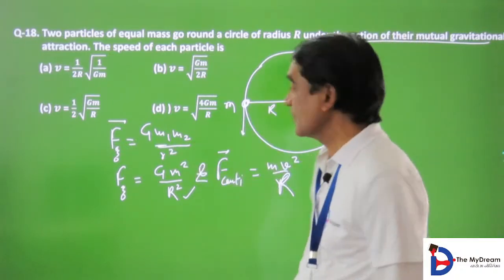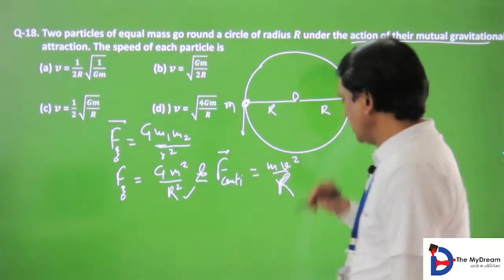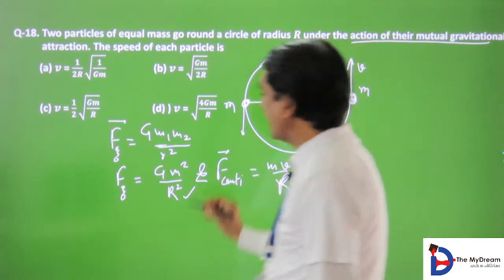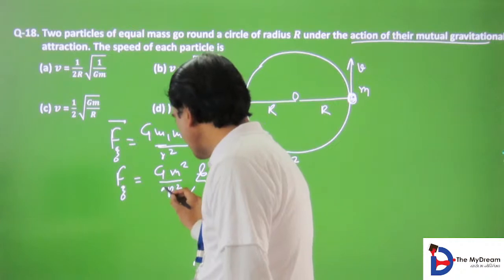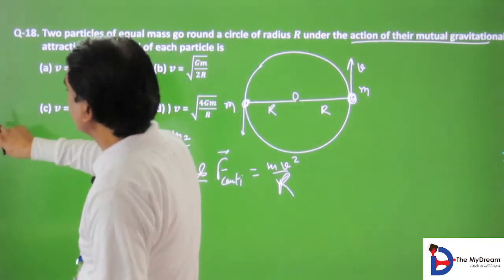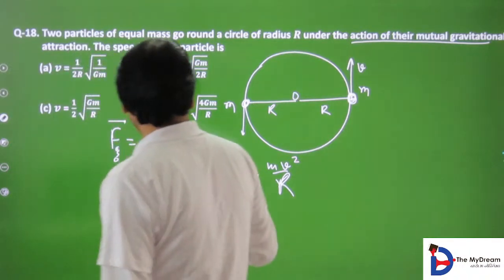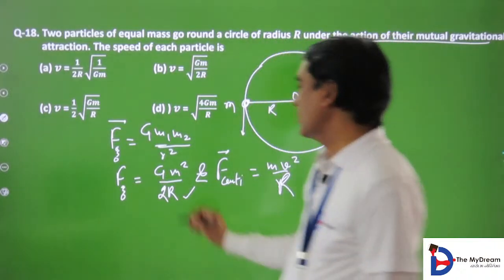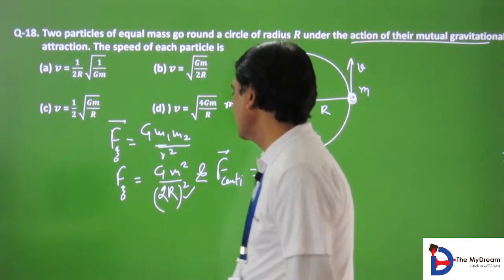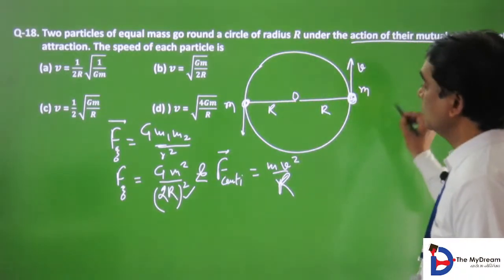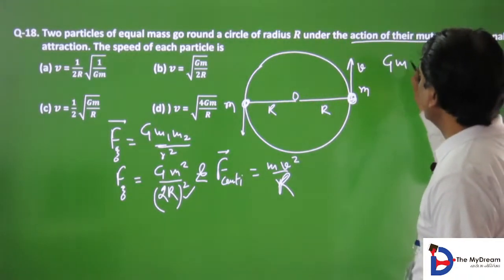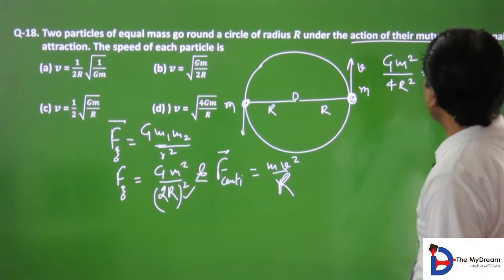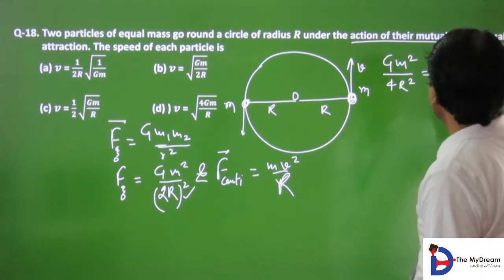Now you see, the distance between this and that is twice of r. That is twice of r, not the capital R. You will make a mistake here. That is 2r. So Gm square by 4r square is equal to mv square by r.